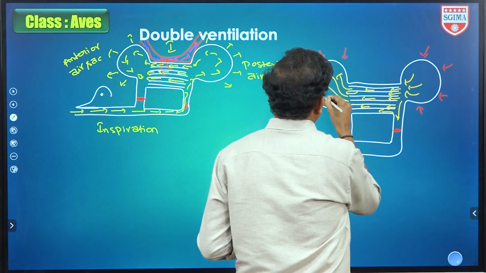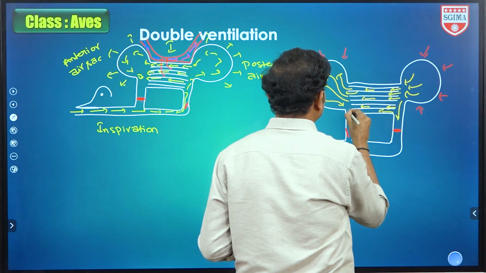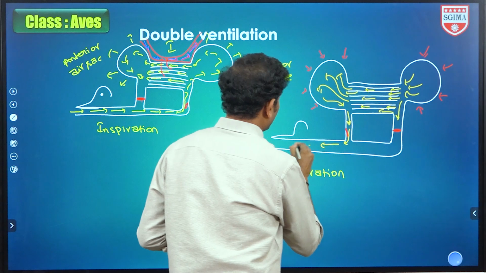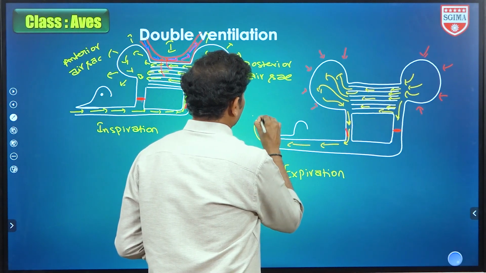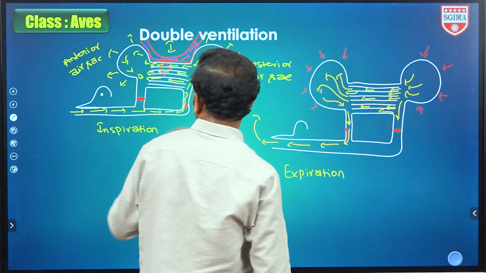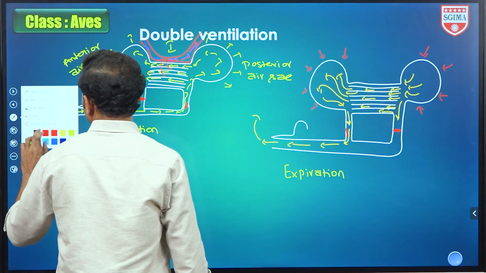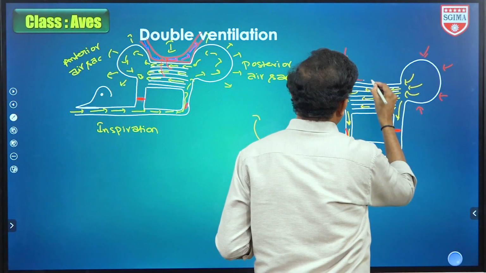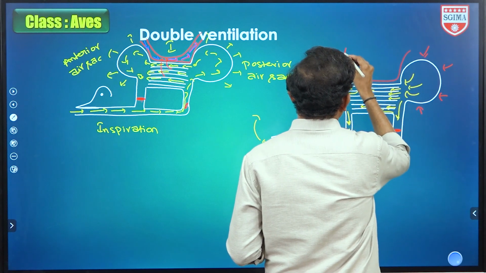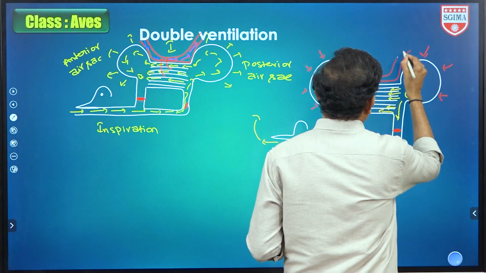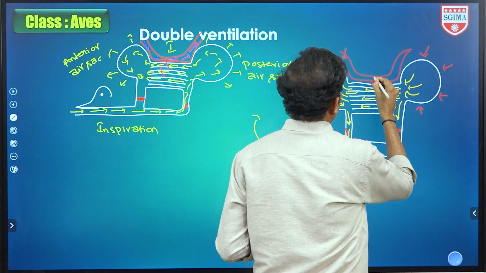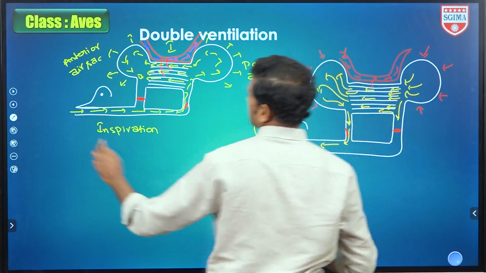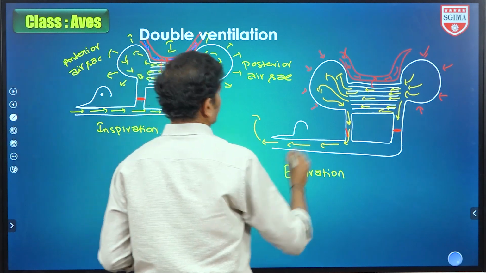air sacs. From there onwards, through the opening of this valve, it is going to escape from the organism. So during the expiration and during the inspiration, two times exchange of gases will take place here. That's why it is called double ventilation. So here exchange of gases will take place. This is the second time exchange of gases we can observe here.